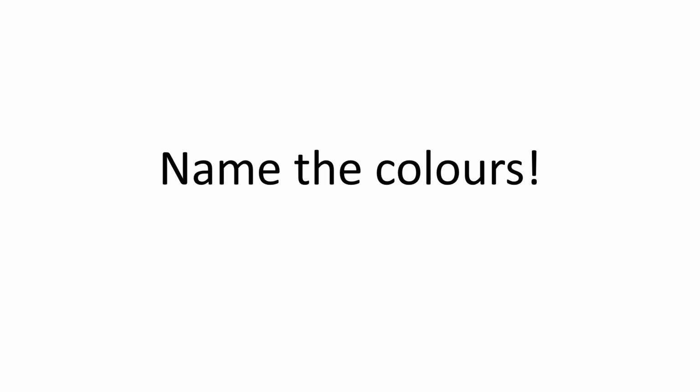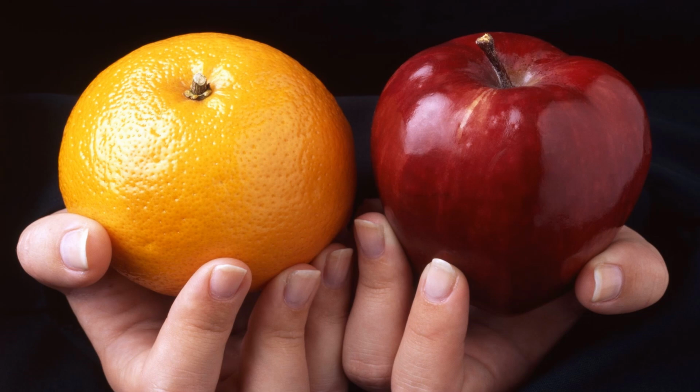Now for the next 3 slides, there will be arrows that point to different colored objects. The objective is for you to state the color the arrows are pointing at, all in Spanish. So let's begin. What color is the fruit on the left?